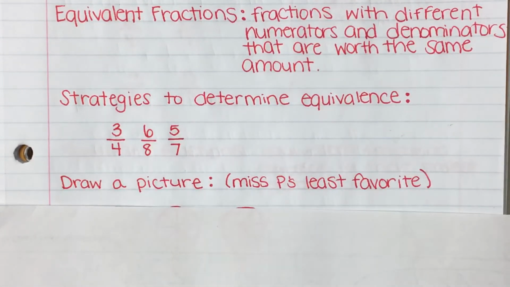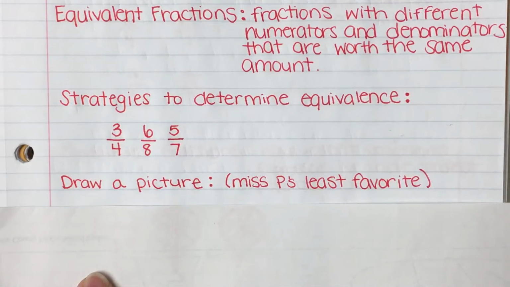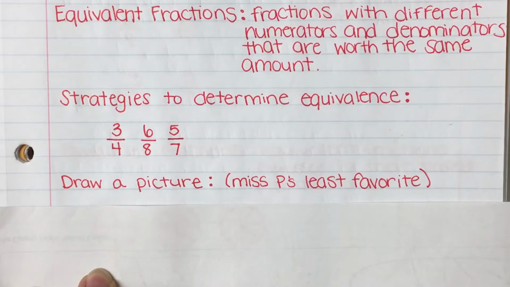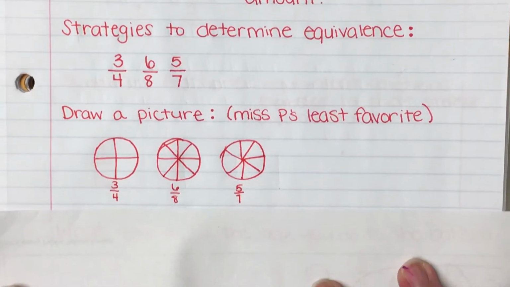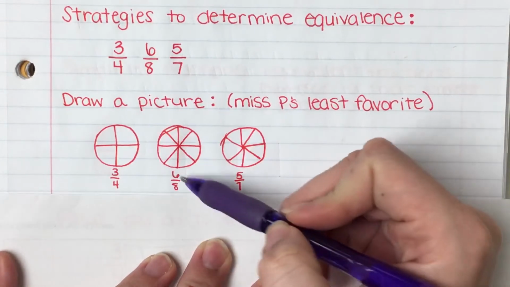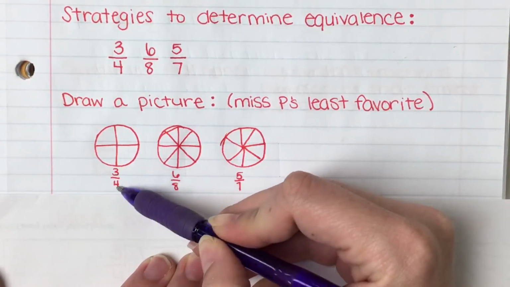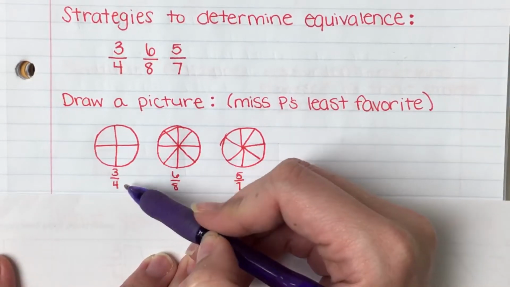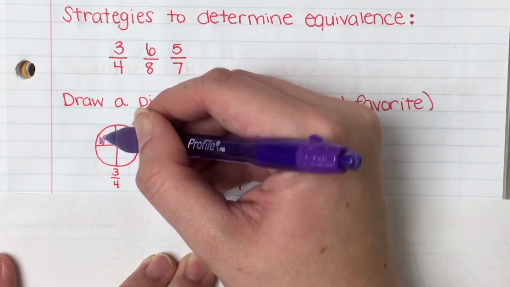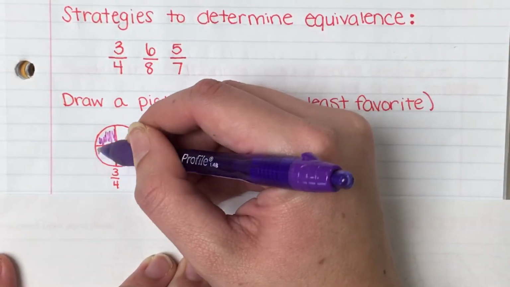This is my least favorite strategy because we are not all perfect artists, Ms. Pickrell especially. And if we are not absolutely drawing our pictures perfectly, we can make a mistake. And I'm getting ready to show you that. So I went ahead and drew my first 3 fractions, 3/4, 6/8, and 5/7. I remembered that my denominator told me what I split my shape into, how many pieces I split it into. So 3/4, I'm going to shade 3 of my 4 pieces.